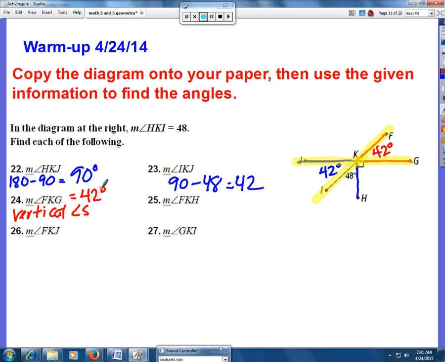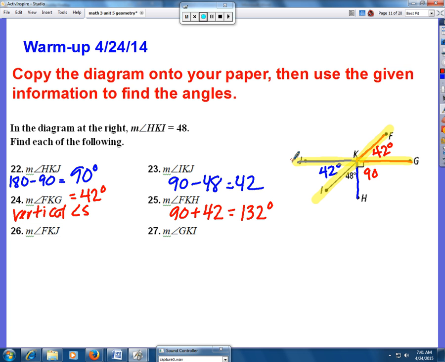Now let's go to FKH. Well, I know this angle here is 90, and this is 42. So if I added those two together, I would get the measure of the entire angle. So 90 plus 42 is 132 degrees, and that's the measure of angle FKH. FKJ.